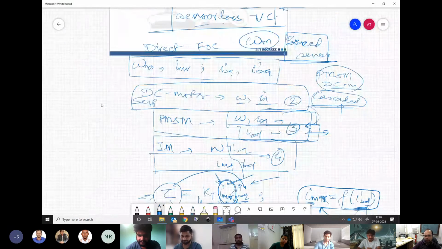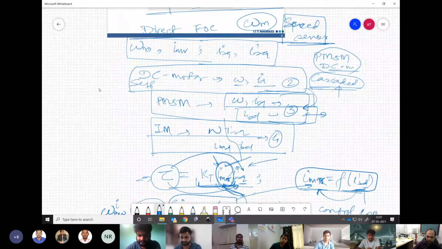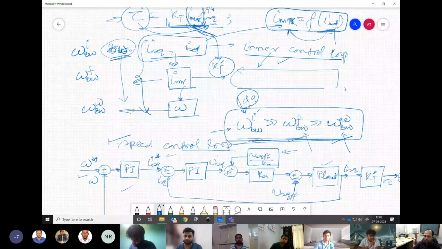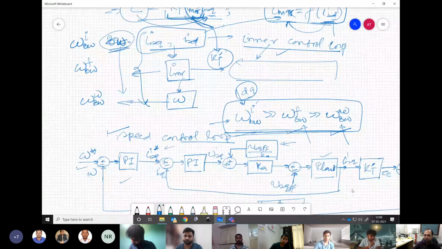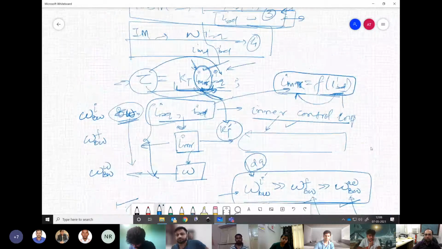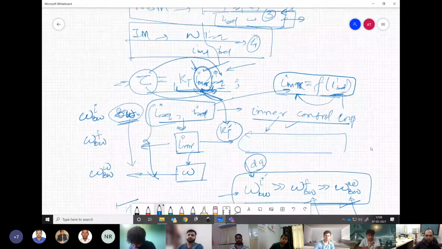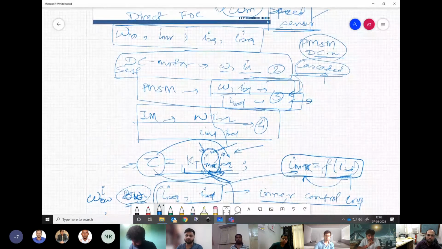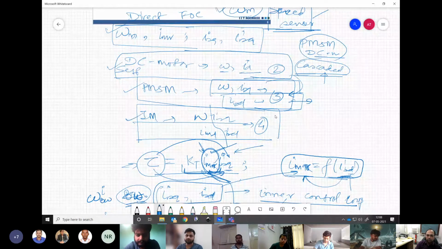So in case of direct field oriented control, we have measured speed available from a speed sensor. And in case of indirect, we will see how to estimate this based on our current and voltages which are available with us. Now we have seen that in case of vector control for induction motor, we have basically 4 quantities to control. Sequentially, for DC motor we had 2, PMSM we had 3, and now for induction motor we have 4.